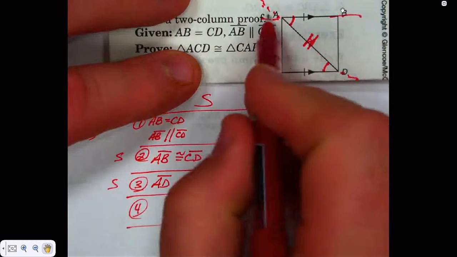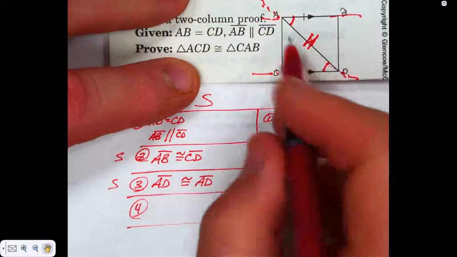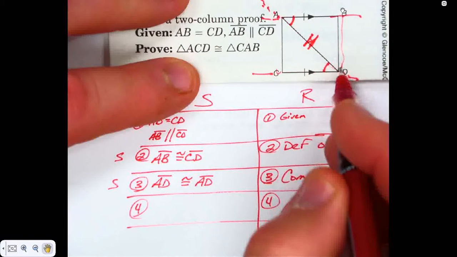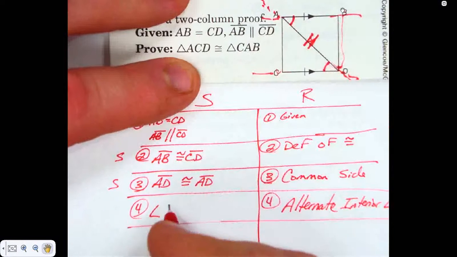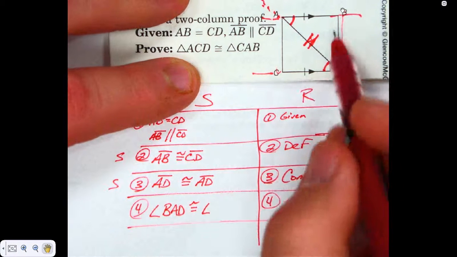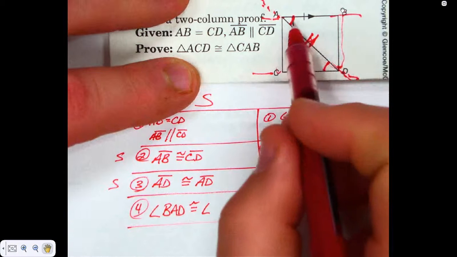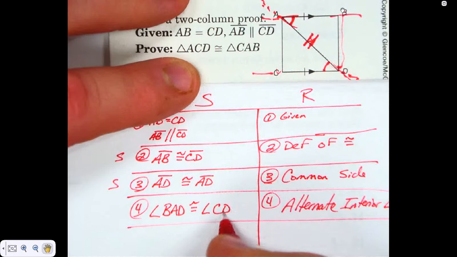How could I name this angle? ABD? No, it's not going to be ABD. ABD is this angle, A to B to D. Angle BAD is congruent to angle, well, I've said this angle, haven't I? CDA. Yeah, CDA, because they're alternate interior angles.